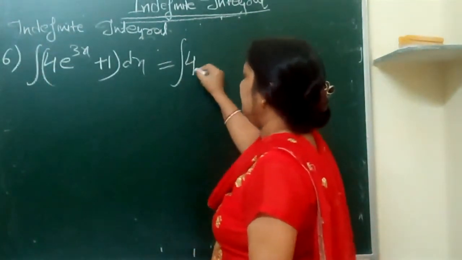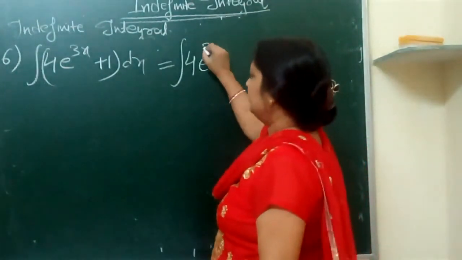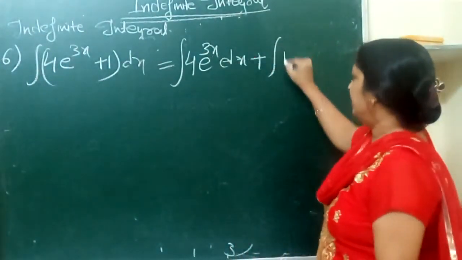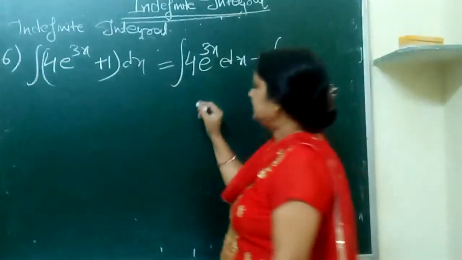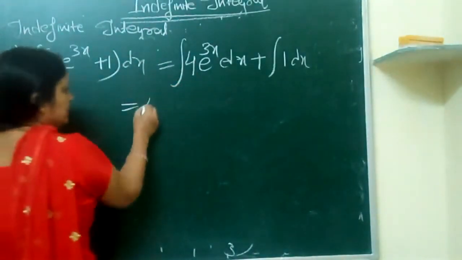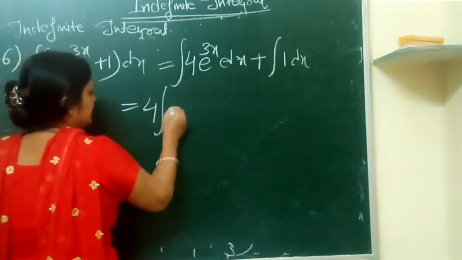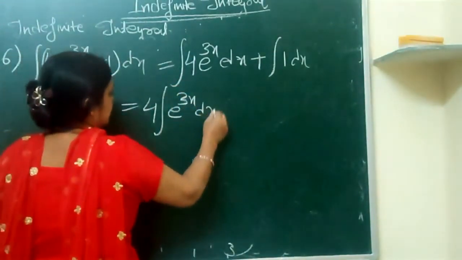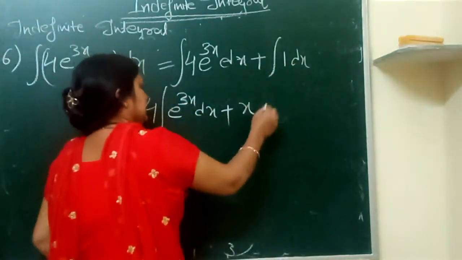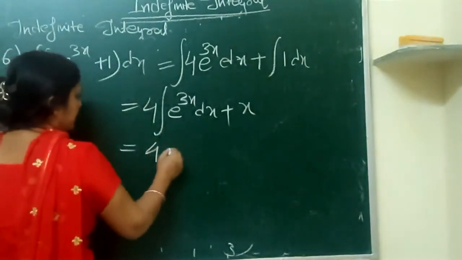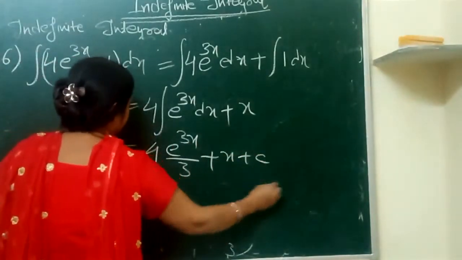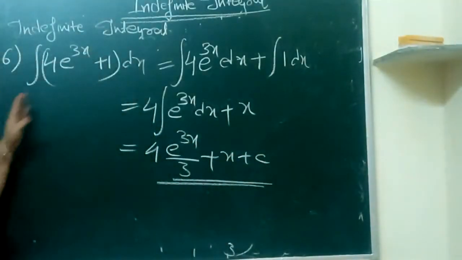First of all, we will separate it. Integration of 4e raised to power 3x dx plus integration of 1 dx. Now for this integration of e raised to power 3x, first of all we will take 4 outside the integration as a constant: 4 times integration of e raised to power 3x dx plus integration of 1 dx, which is x. Now what will come here? 4e raised to power 3x upon 3 plus x plus c. This is the solution of question number 6.